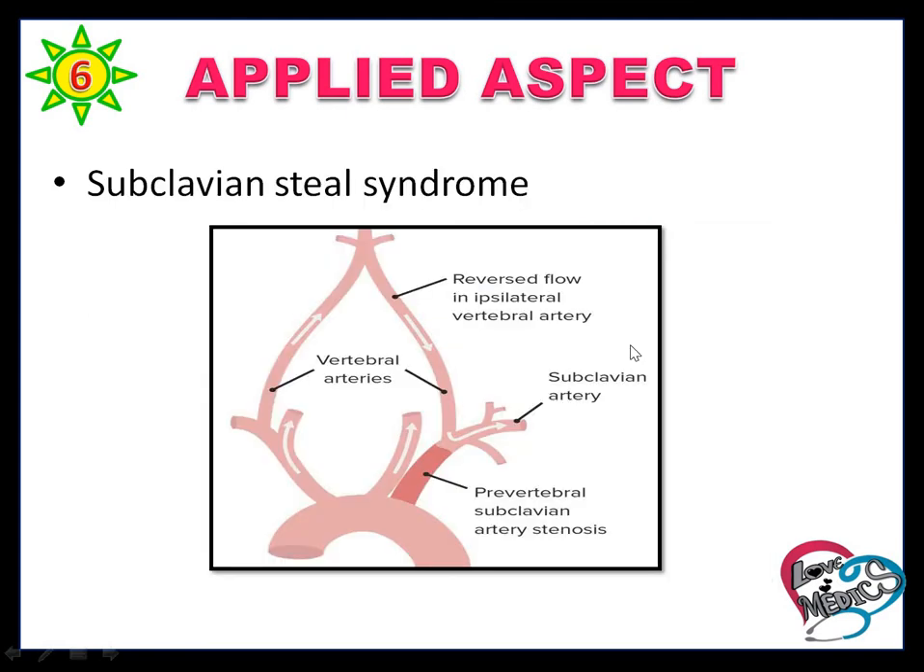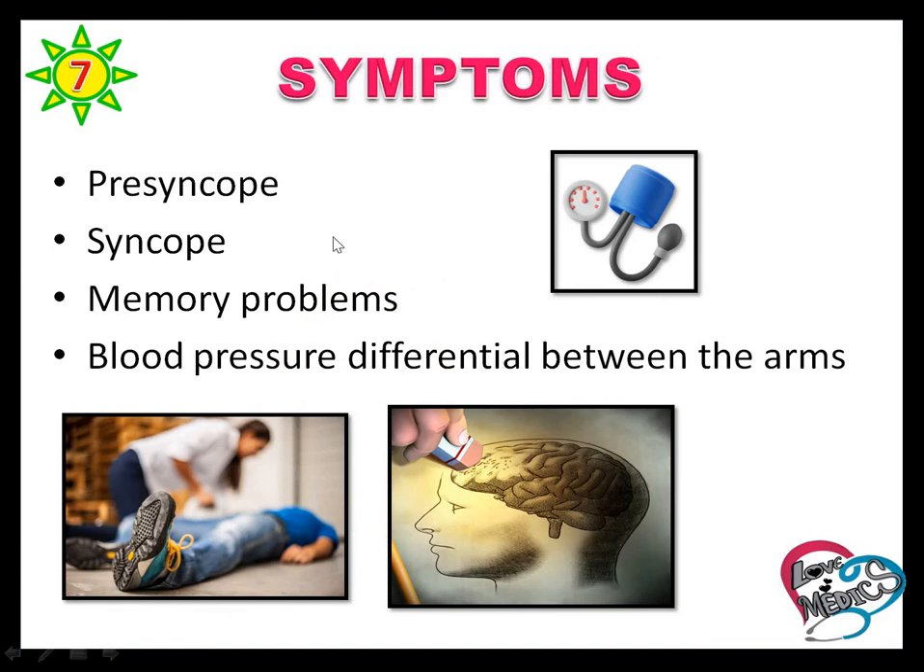Another one is subclavian steal syndrome. If the subclavian artery is stenosed, the blood from the circle of Willis passes via the vertebral artery and the blood is stolen by subclavian artery. That's why it is called subclavian steal syndrome. If there is any problem in the circle of Willis, pre-syncope, syncope meaning fainting, memory problem, and blood pressure differential between the arms. These are the symptoms.